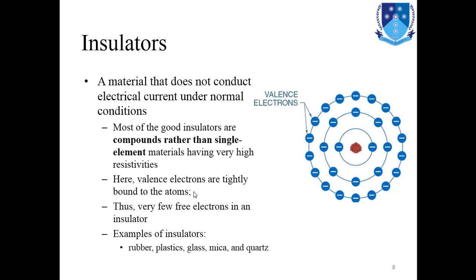Now, what is an insulator? An insulator is a material that does not conduct electrical current under normal conditions. Remember that most of the good insulators are compounds rather than single elements. And these compound materials have very high resistivities.